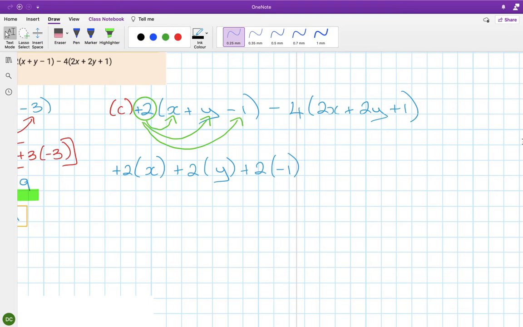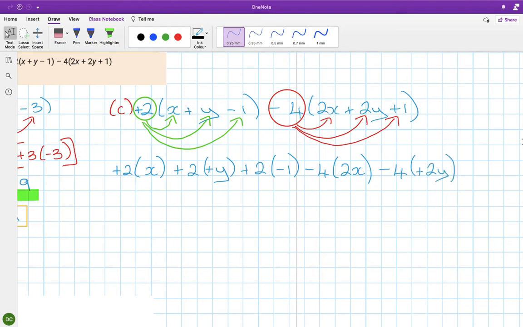Okay, then we have a second. So we have minus 4, which is also attached to a bracket. And I'm going to have to multiply it by the first part of the bracket, the second part of the bracket, and the third part of the bracket. Okay, so let's write those multiplications out. So I have minus 4, which is going to be multiplied with the 2x. I have the minus 4, which is going to be multiplied by the plus 2y, sorry, I forgot to put the plus in. And then I have minus 4, which is going to be multiplied by plus 1. Yeah?